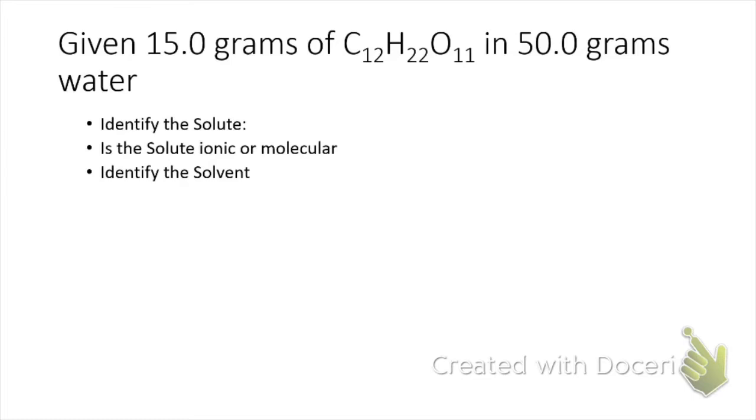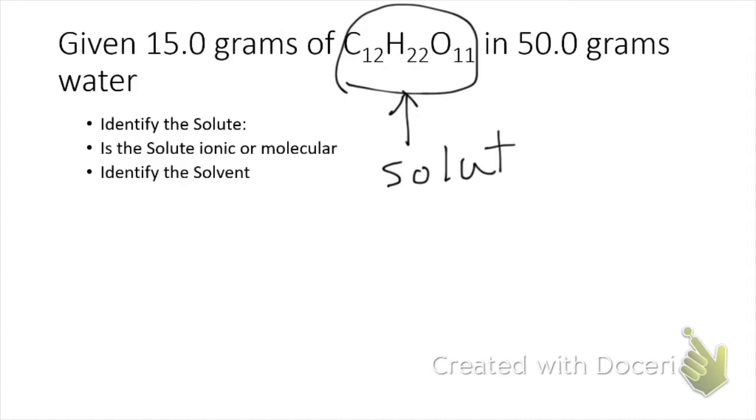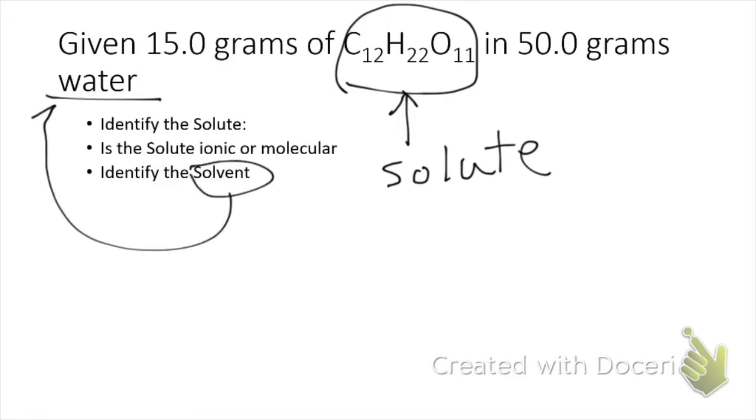So in our first problem, we were being asked to identify the solute. The solute would be what we're dissolving. That would be our sucrose. The solvent would be the water. And we're being asked to identify whether the solute is ionic or molecular. It is made of all nonmetals, so that would make it molecular.